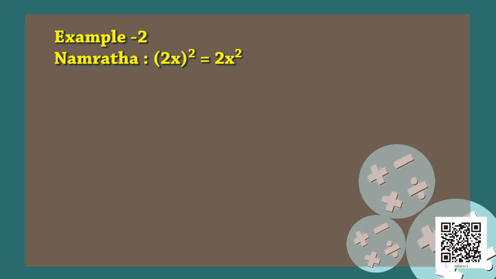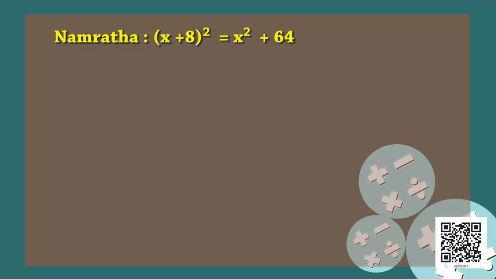Second one, Namrata: 2x whole square is equal to 2x square. Salma: 2x whole square is equal to 4x square. Who is correct here? Yes, again Salma is correct, because when we take 2x whole square, it means both variable and constant we have to multiply. Therefore, 2x whole square means 2x times 2x, that is actually equal to 4x square. Let us take one more.